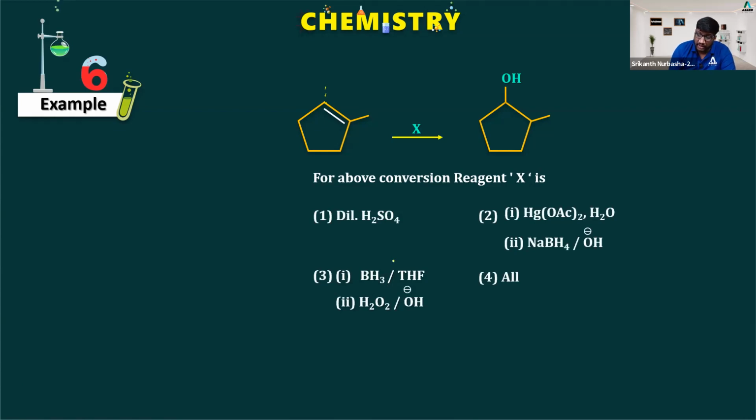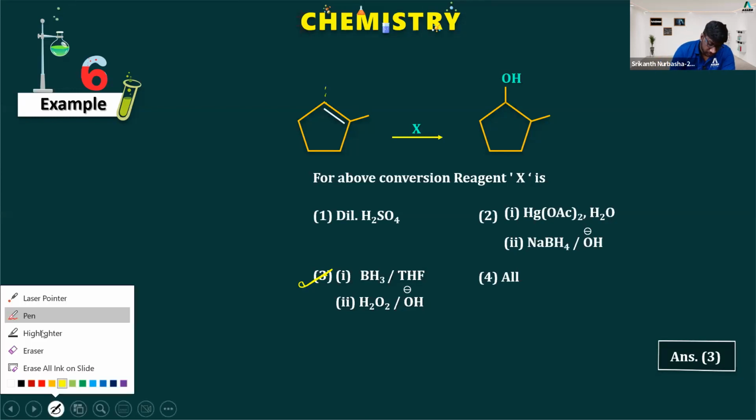So for this, you can just go with the reagent. Which type of reagent can I choose? If I take dilute H2SO4, then carbocation should be formed, then OH should be added here because the 3-degree carbocation is more stable. Answer is only 3, because 1 and 2 will lead to other products.